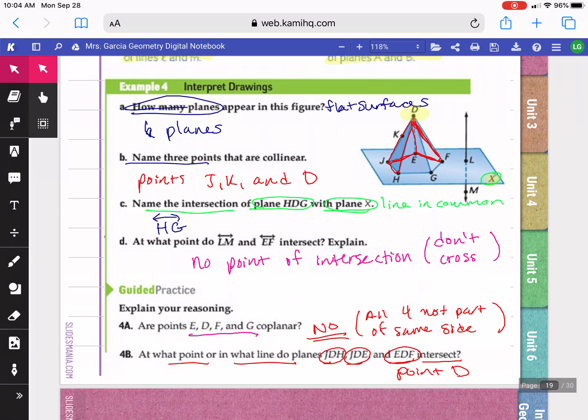So when you do your practice for 1-1, it's going to be similar to this. This is some of the vocabulary you're going to see. Since it's vocabulary, if you need to go back and rewatch the video or view the notes, make sure you do so.